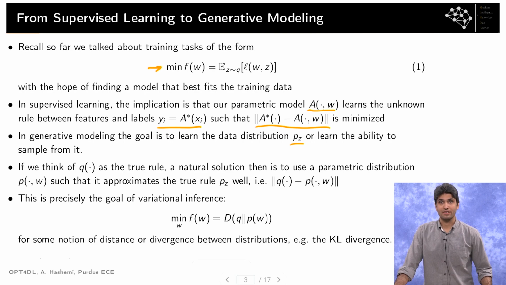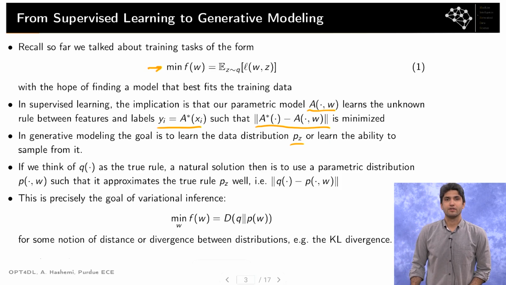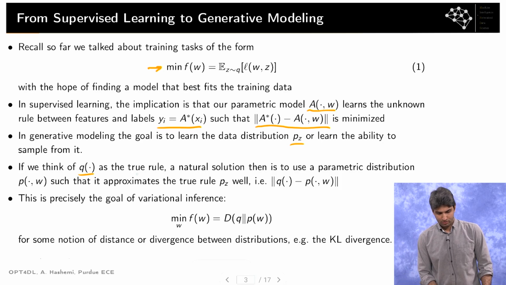We don't necessarily need an analytic form for a distribution, because in practice it is difficult to do that, and analytic forms don't even exist. It only suffices to learn the ability to sample from the underlying distribution. So if you want to understand what kind of optimization problem we need to think about in order to model this task, it is useful to think of our underlying data distribution Q as a true rule.